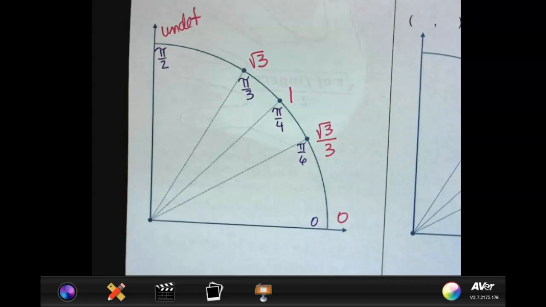Okay, we good? All right, so now let's go back to the other sheet of paper again. I know it's back and forth. I'm sorry. I'm not really sorry, but.